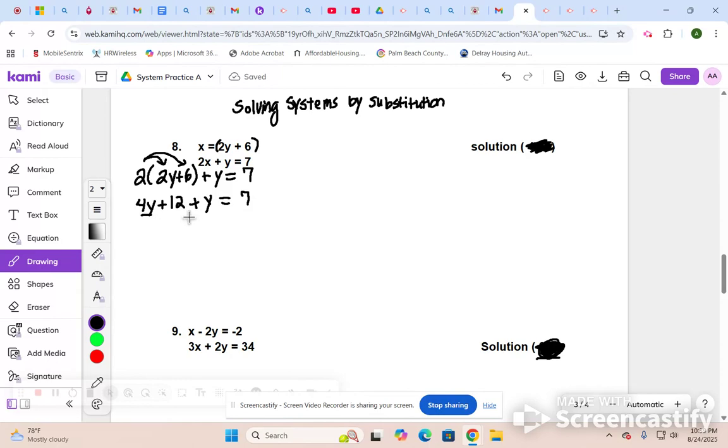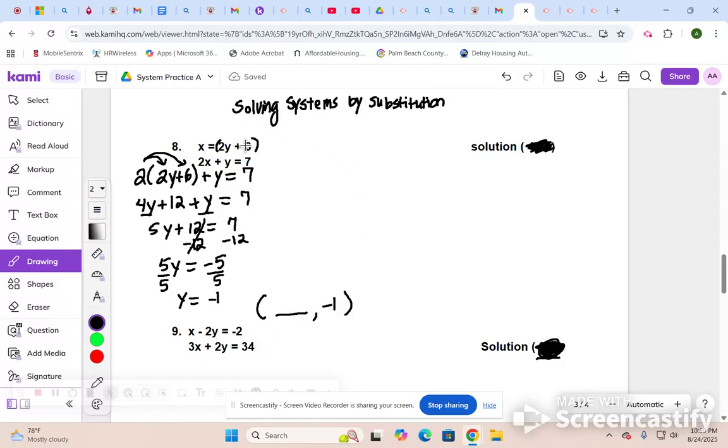We can combine our y's. We'll have 5y plus 12 equals 7. Subtract 12 from both sides. 5y equals negative 5. Divide both sides by 5. y equals negative 1. So we found the value for y. It's negative 1. Still need to find x.